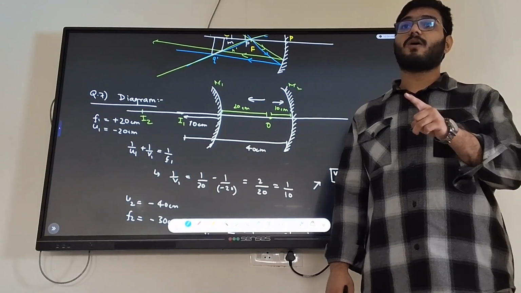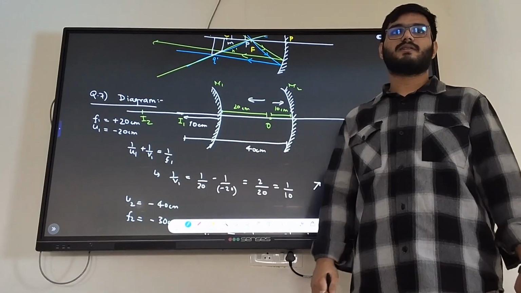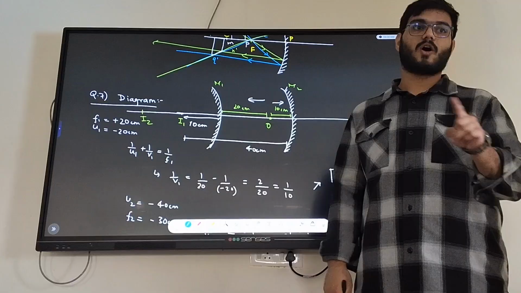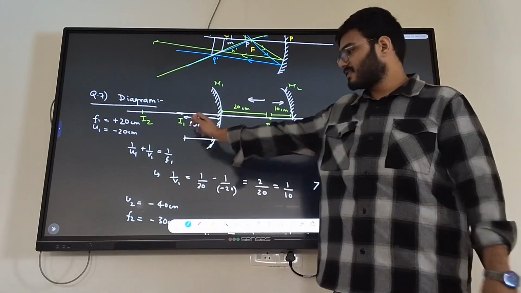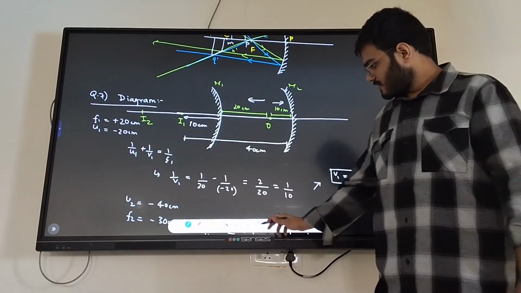With respect to M2, what is the nature of this point? Real. It's a real object. Is it in front of the mirror or behind the mirror? In front of the mirror. So it's a real object, and with respect to M1, it's a virtual image. Do you understand? Copy.